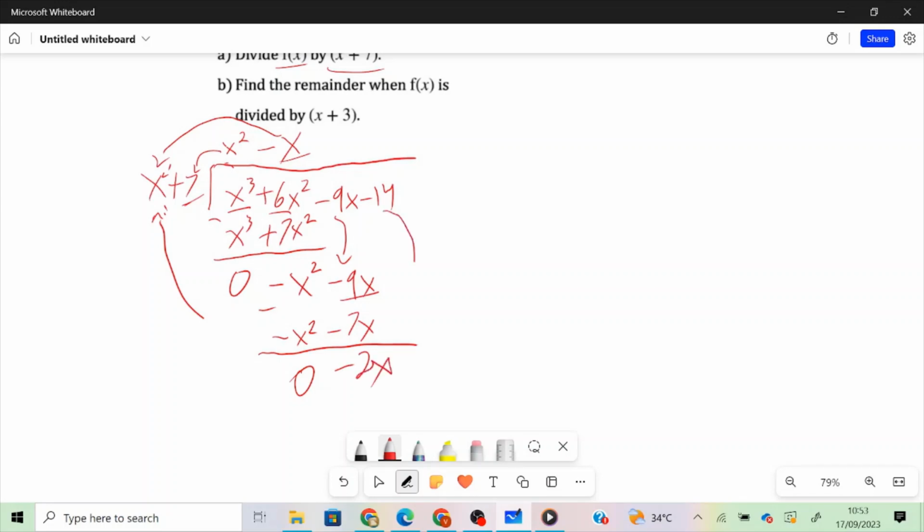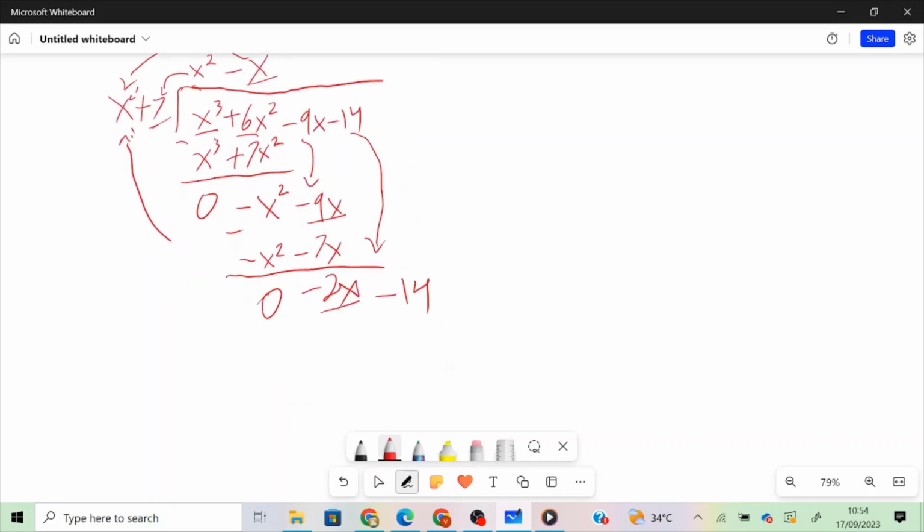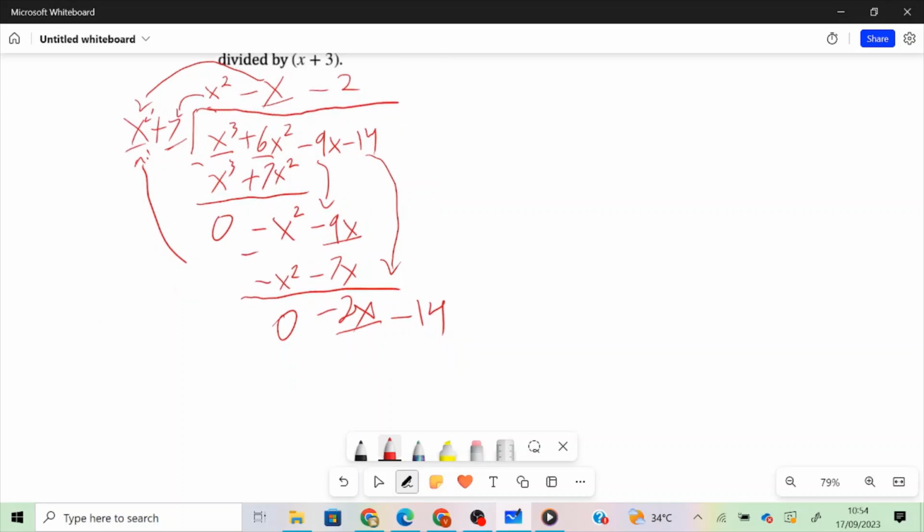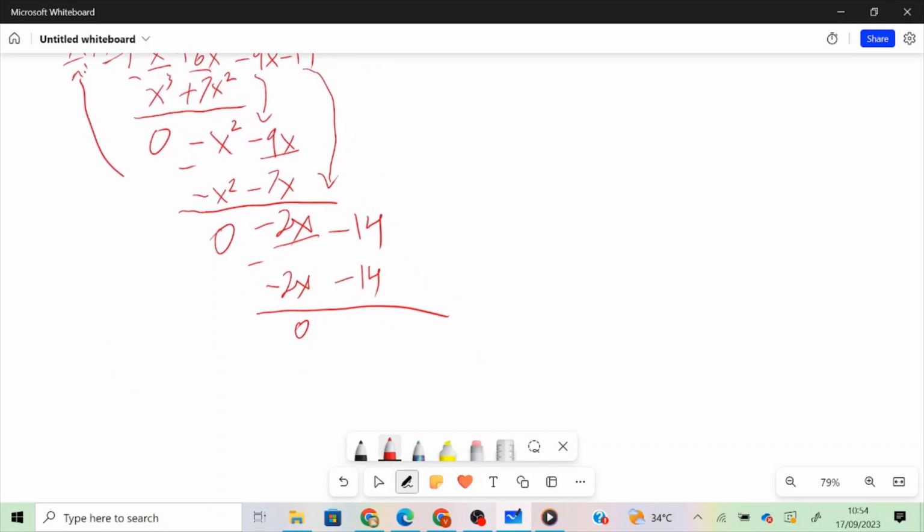And now I bring down my final term, that's my minus 14. Now again, what's minus 2x divided by x? Minus 2x divided by x is minus 2. And I know that's correct because minus 2 times x gives me back minus 2x. And when I am subtracting, minus 2x minus minus 2x gives me 0. And minus 2 times 7, that's minus 14. Minus 14 minus minus 14 gives me 0 as well.